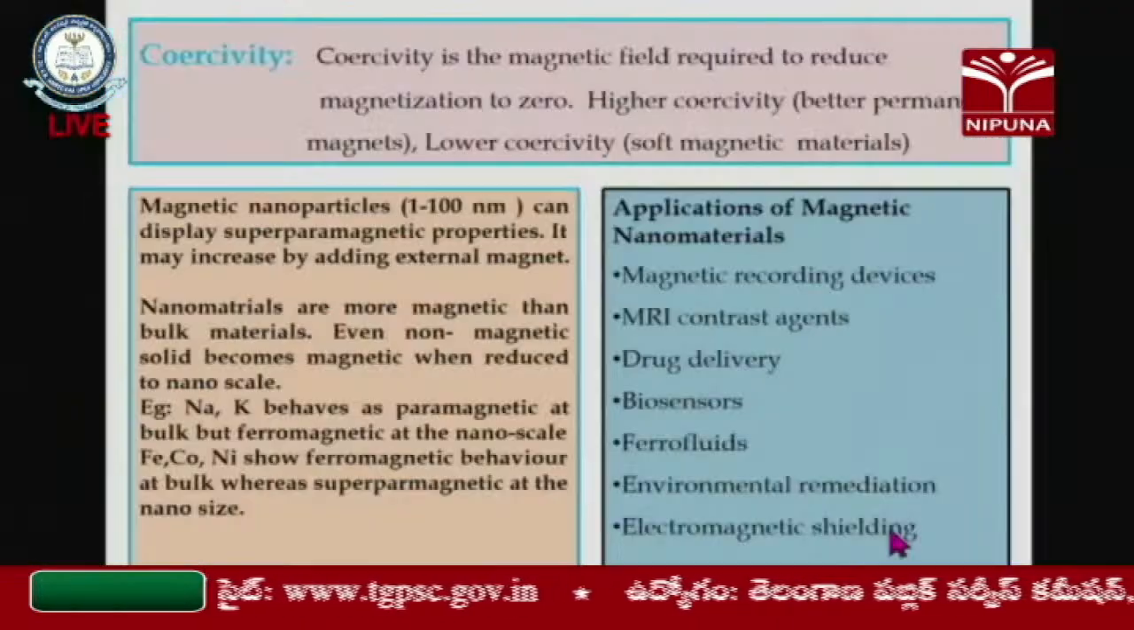Now coming to the applications: magnetic recording devices, MRI contrast agents, drug delivery and biosensors, ferrofluids, environmental remediation and electromagnetic shielding.